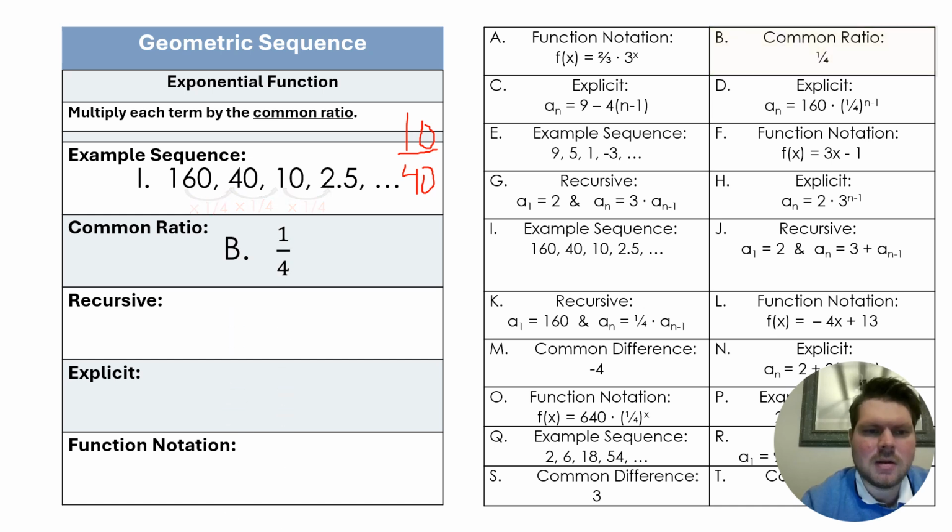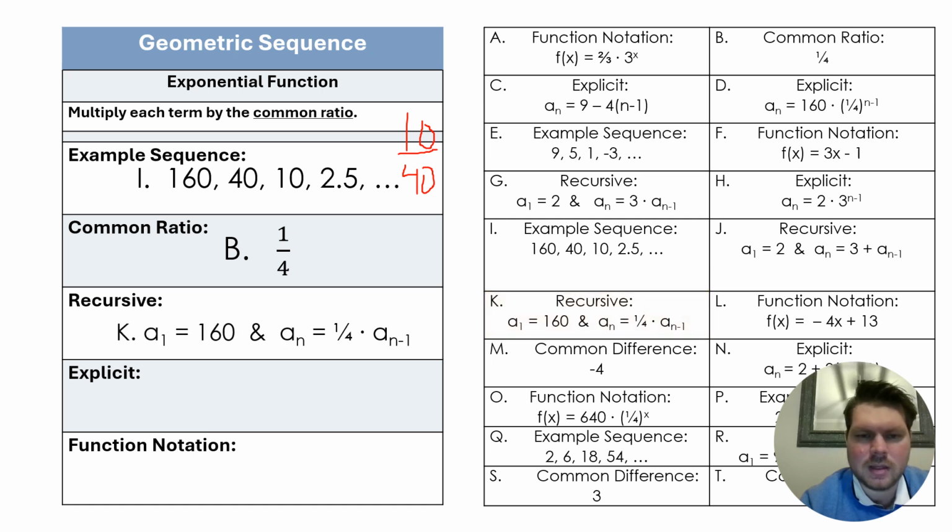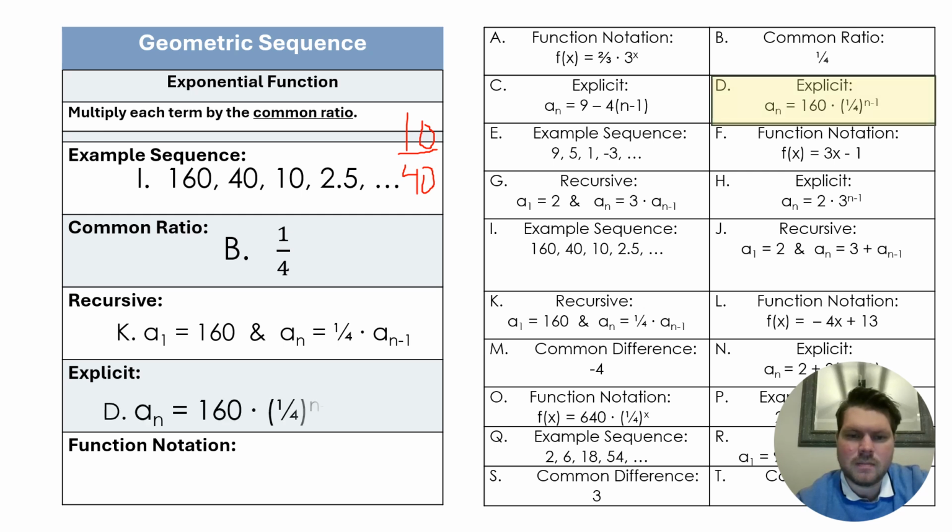In the next part, I'm going to put B. And then for recursive, if you look around, you should find one where it starts with 160 and it's multiplying by 1/4. And you get K. So right here, we're going to put K. For explicit, similar idea. You should have your A1 times R, which is 1/4, to the power of n minus 1. And if you look around, you'll see D. D best fits this description.